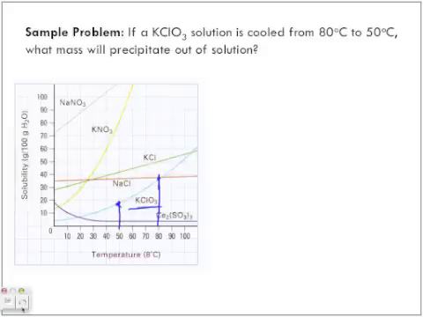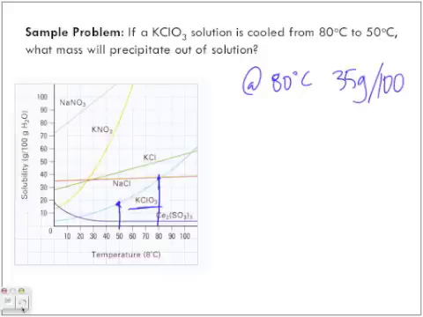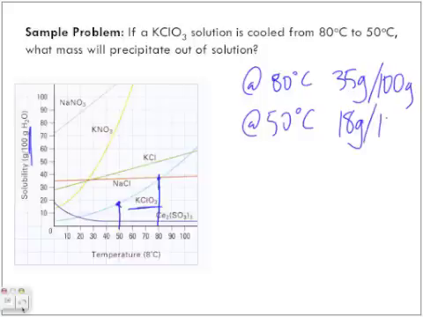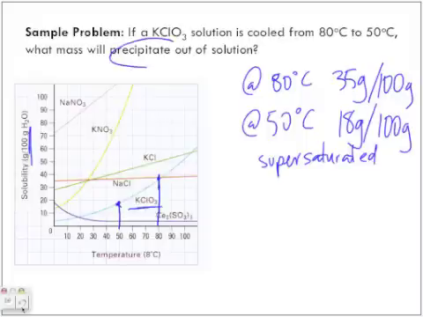At 80 degrees Celsius, 35 grams will dissolve in 100 grams of water. We're using grams of water according to this chart. We've looked at milliliters; if you want, you can treat it as milliliters. Now, at 50 degrees Celsius, 18 grams of potassium chlorate will dissolve in 100 grams of water. So, what mass will actually precipitate out? We're going from a higher temperature to a lower temperature, so we know it's going to be supersaturated until it precipitates itself out.